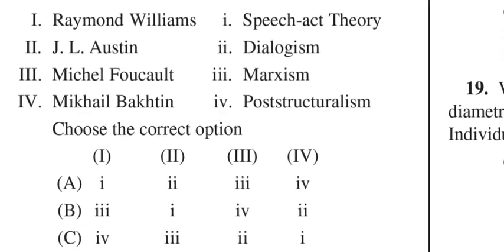Correct option will be number B, that means A3, Raymond Williams, post-structuralism. 2-1, J.L. Austin, speech act theory. 3-4, Michel Foucault, post-structural. Wait, I made a mistake. It was 1-3. Raymond Williams is related not to post-structuralism. He was related to Marxism. Then 2-1, J.L. Austin, it is related to speech act theory. 3-4, Michel Foucault, post-structuralism, and then 4-2, Mikhail Bakhtin, dialogism. Okay.